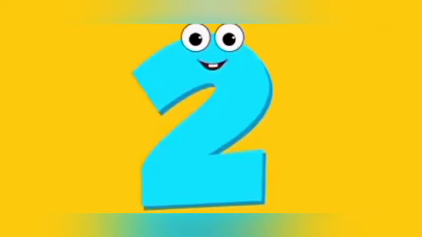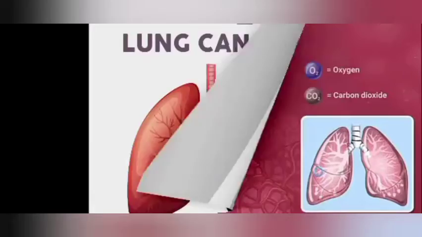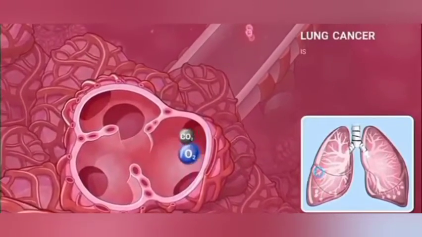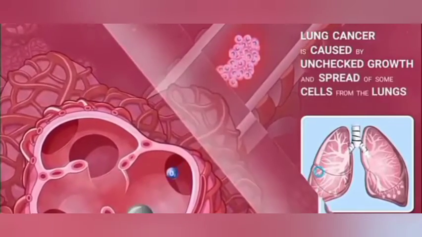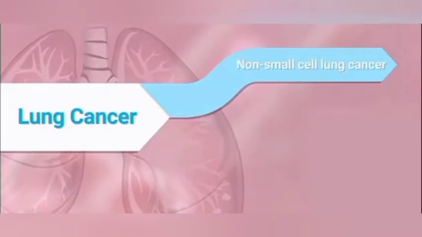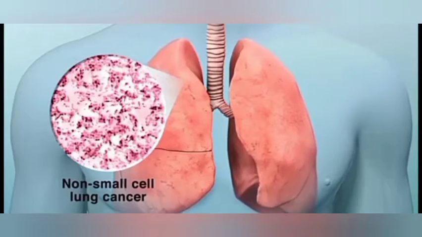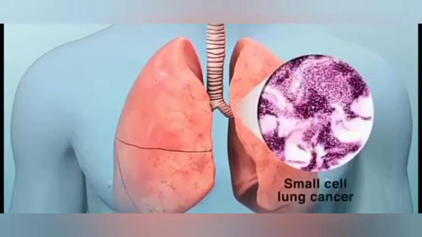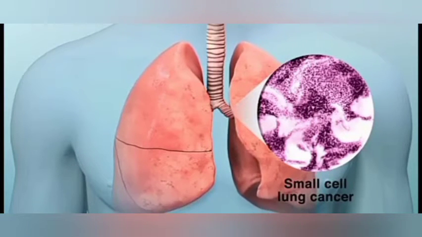Let us move to the second disorder of the respiratory system. We have here lung cancer. So what is lung cancer? Lung cancer is a disease caused by unchecked growth and spread of some cells from the lungs. Non-small cell lung cancer is one of the 2 major types of lung cancer. The other one is small cell lung cancer. Non-small cell lung cancer is the most common type of lung cancer. Small cell lung cancer is the most aggressive type of lung cancer. It grows and spreads more quickly.